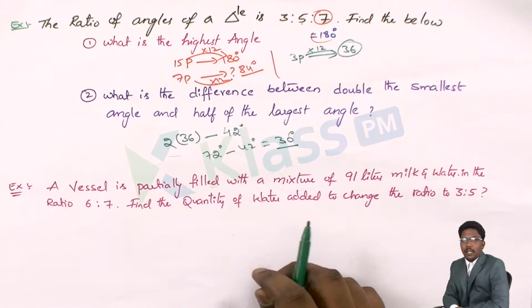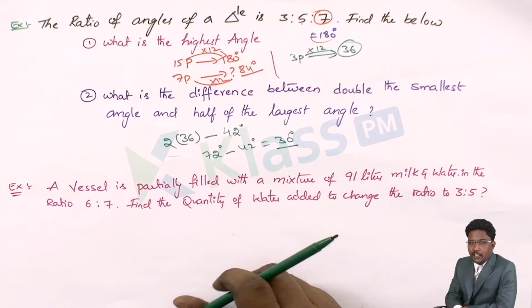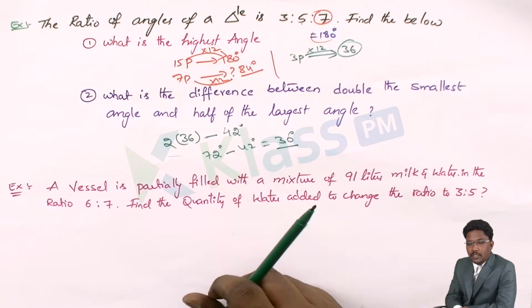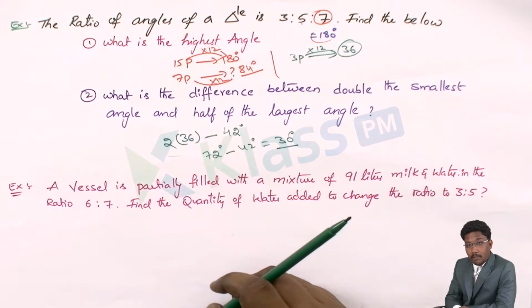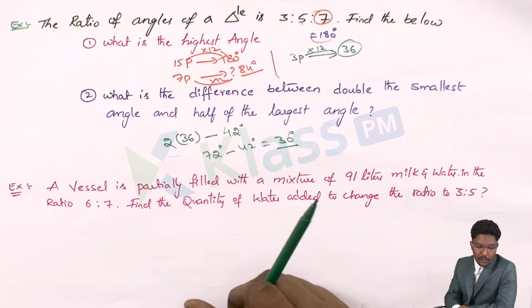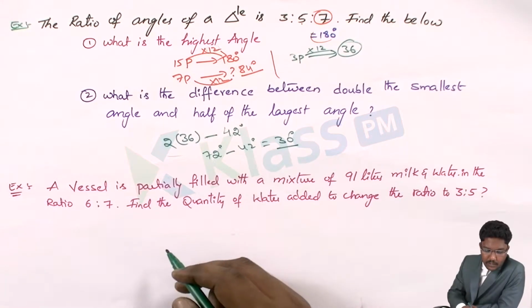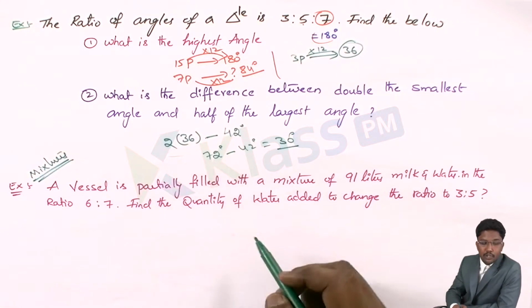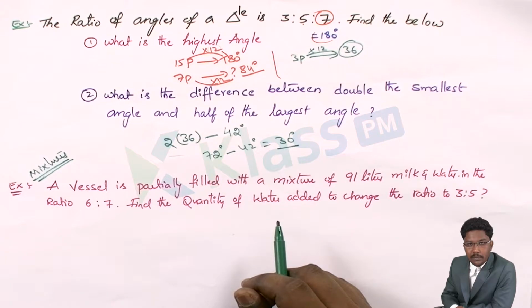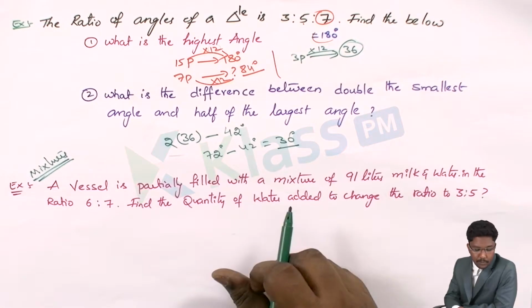In this way, ratio can be used in geometry, in ages problems, in partnership problems, in alligations and mixtures, and in number system simplifications. You can use it anywhere to form a question. Okay, try to find out the next one. This is a mixtures question. Alligations and mixtures also come under the ratio and proportion concept. Ages also come under ratio and proportion.